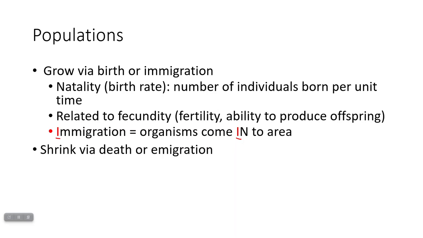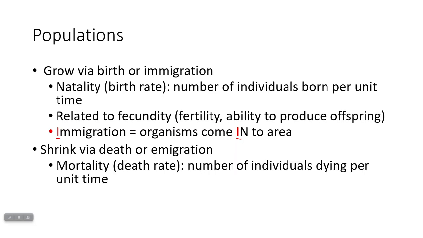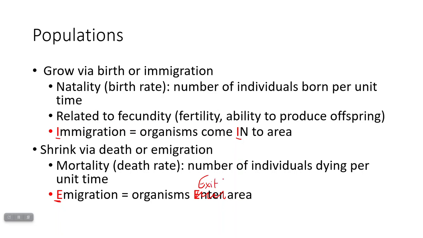Populations shrink via either death or emigration. And to emphasize the difference between these, I'll sometimes call it emigration, even though it's technically pronounced emigration. So this relates to mortality or the death rate, which is the number of individuals that die per unit time. And to remember emigration, my bad, it's organisms exiting the area. So immigration is coming in, emigration is exiting.